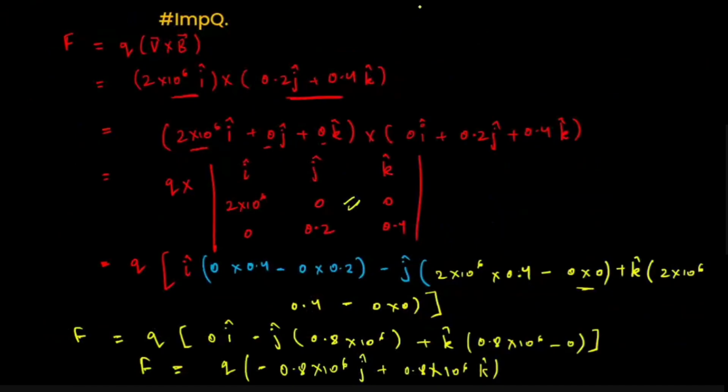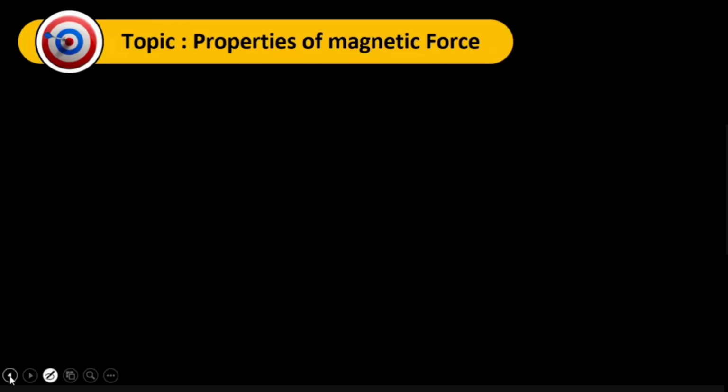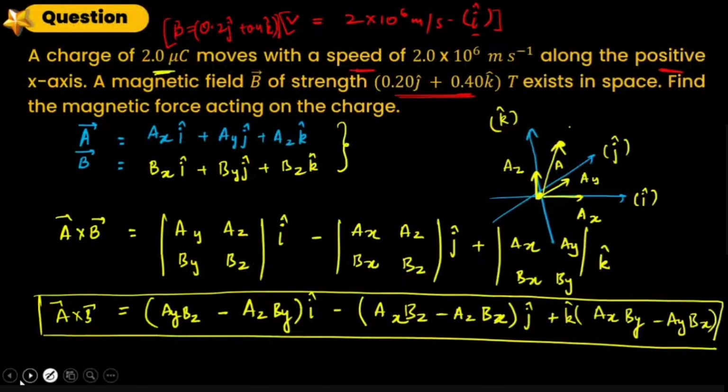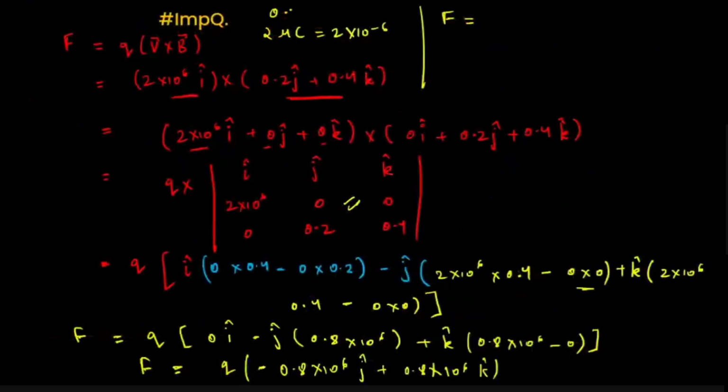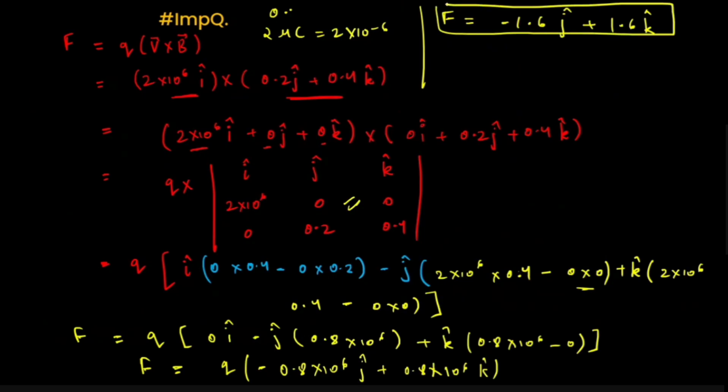So we'll simply put the values here. F is 2 microcoulomb, which is 2 times 10 to the power minus 6. Once you multiply these numbers, we'll get negative 1.6 j cap plus, again the same thing, 1.6 k cap, and there is no i component, it is already 0. So this is going to be the force and this is going to be our answer.